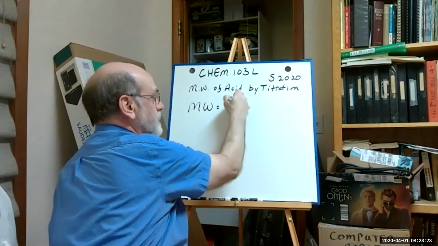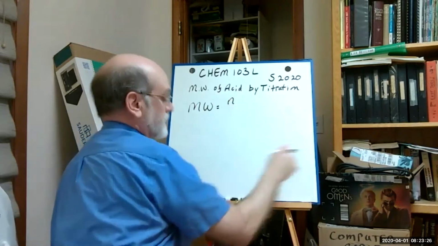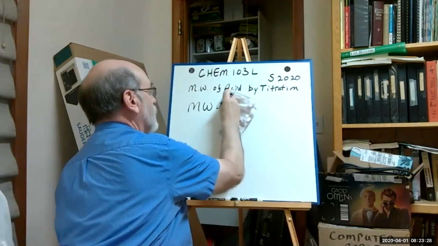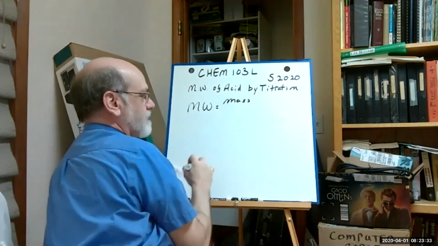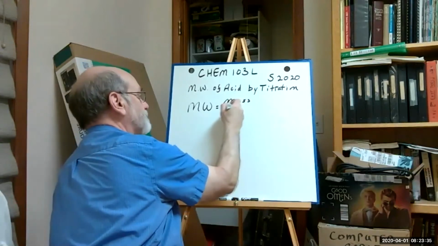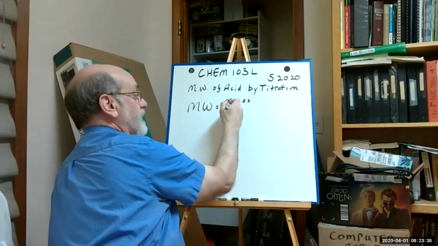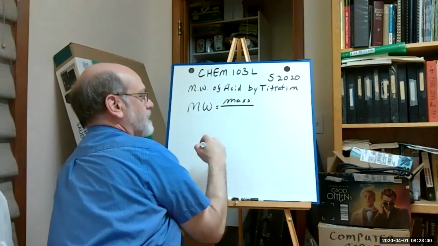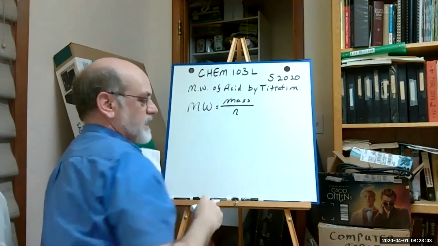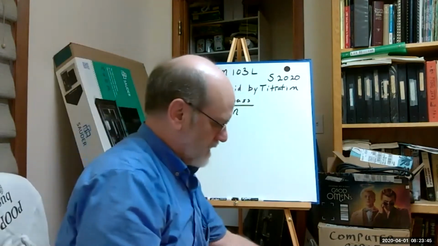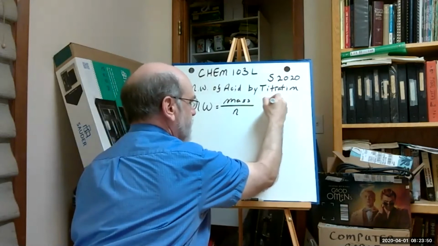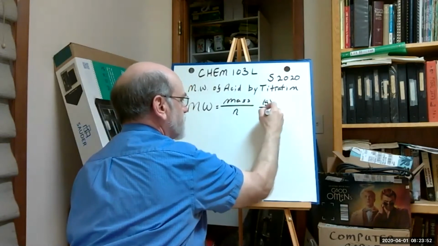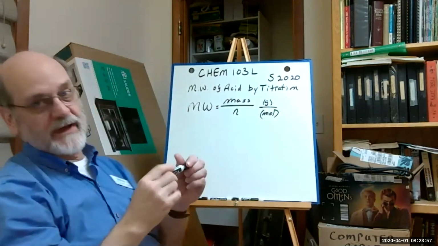is equal to the number, not mole, is equal to the mass of a compound, or an element for that matter, divided by the number of moles. So that becomes the mass, whatever that happens to be, grams per mole. Okay?